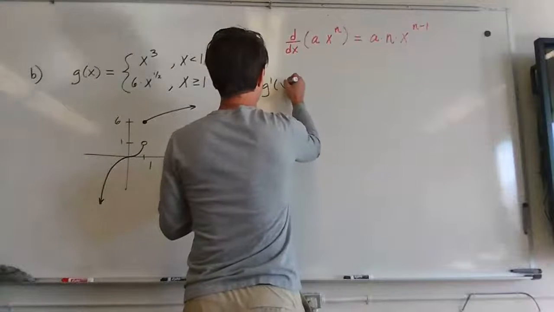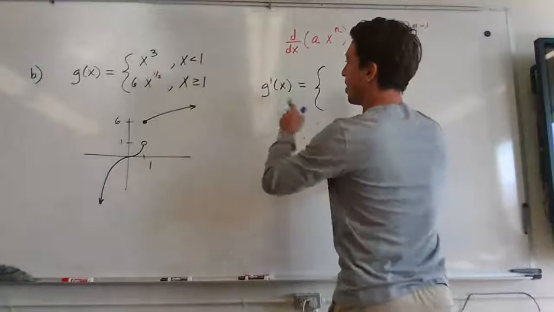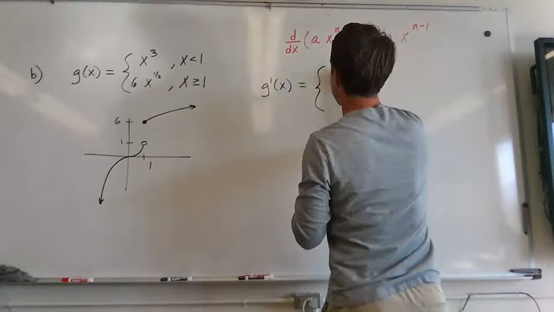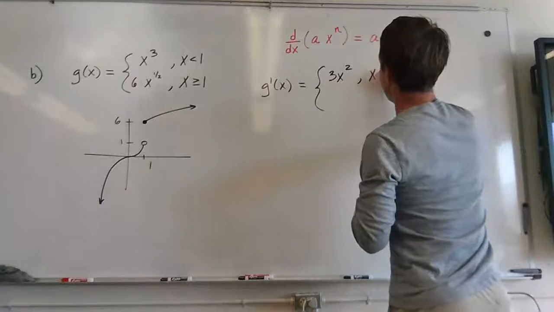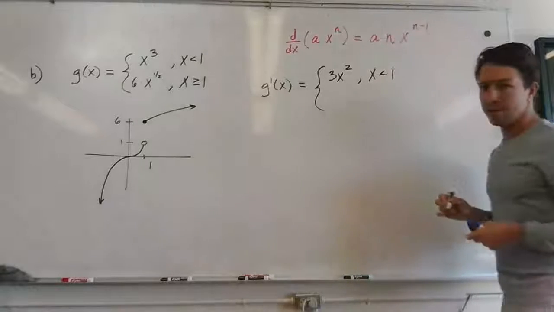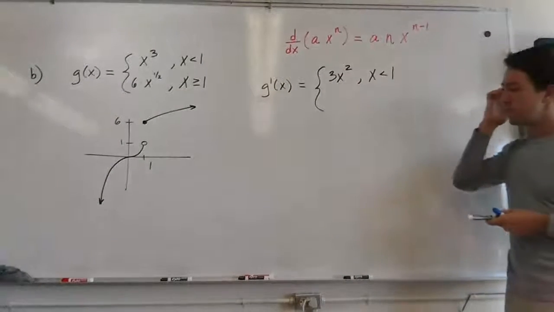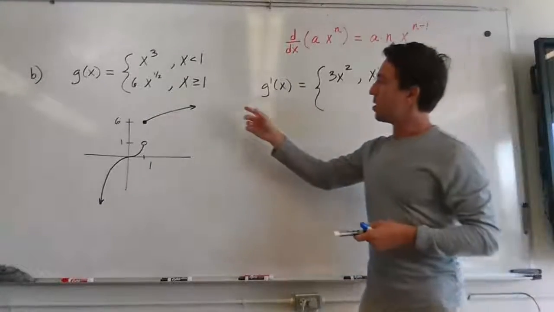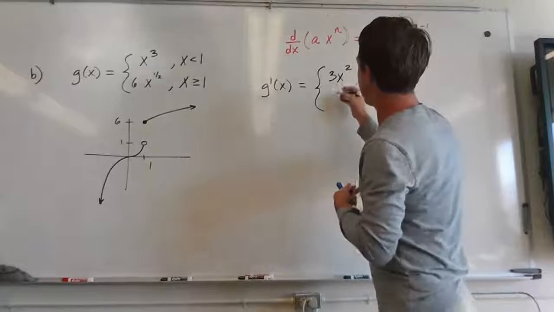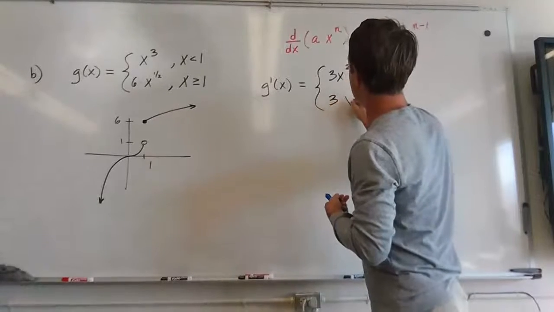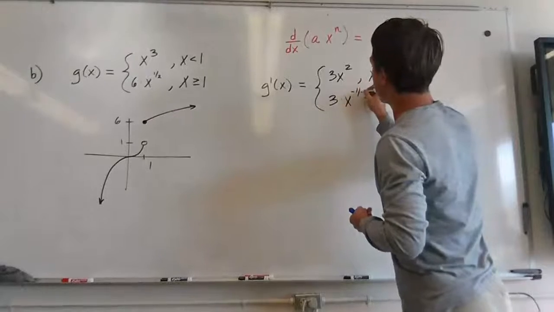Okay, so derivative time. This derivative is a little bit harder than the last one. So the derivative of x cubed is 3x squared. So that's my derivative when x is less than 1. And then this guy is going to give me 3 times x to the negative 1/2 power.